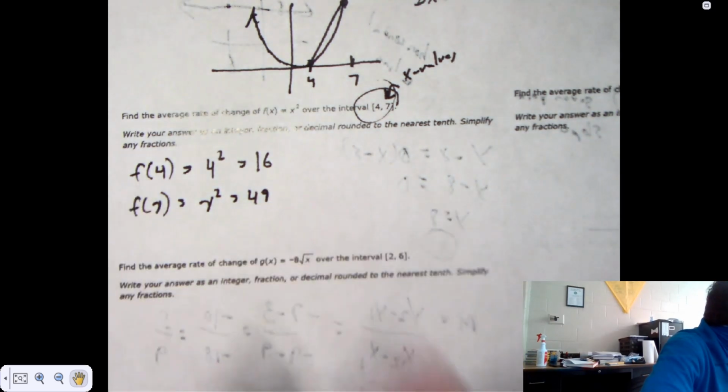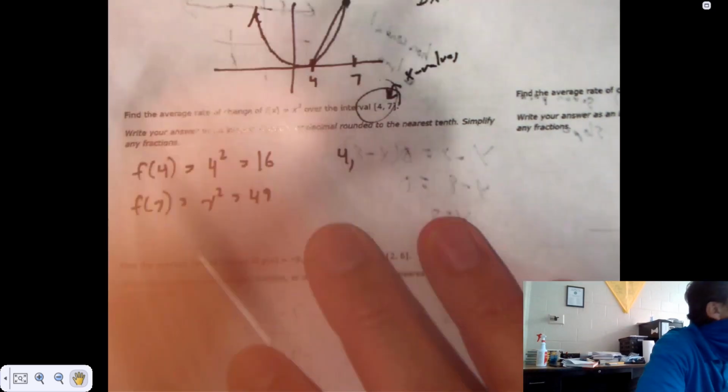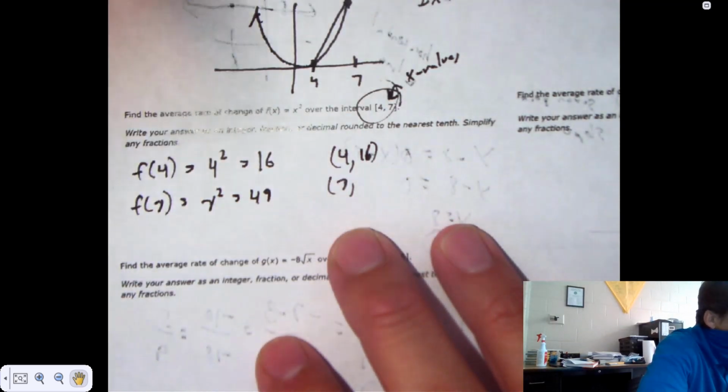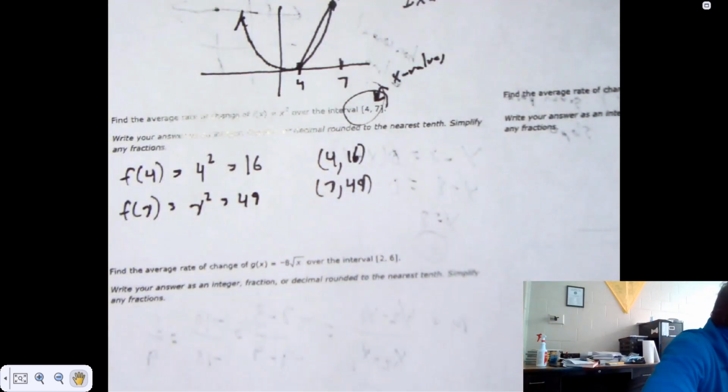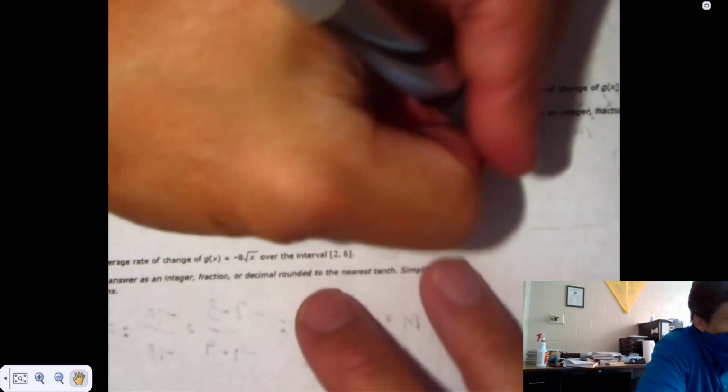Now what you've done is you have created two ordered pairs. You plugged a 4 in, and what was returned? 16. You plugged a 7 in, and what was returned? You have a set of ordered pairs, kids. So what can you find with a set of ordered pairs? Slope. That's really all there is to it. Slope is 49 minus 16 over 7 minus 4. 49 minus 16 is what? 33. 7 minus 4 is 3. And we get 11.